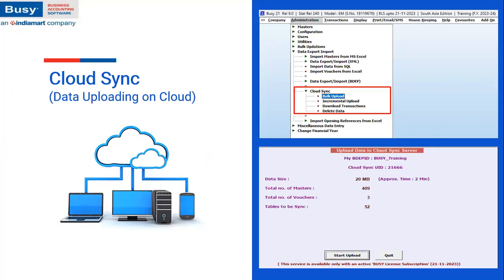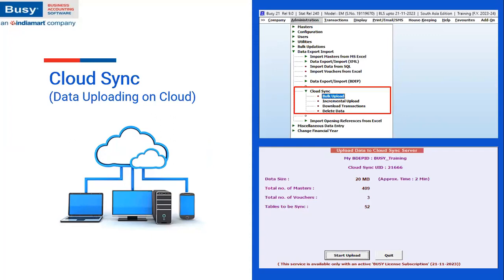Here in the screenshot below, you can see the cloud sync ID, which is showing 21666. This is the cloud sync ID. Based on the cloud sync ID, the data will be synced into the cloud server. And here the data size is showing 20 MB, approximate time 2 minutes. Based on the data size, Busy software shows you the approximate time to sync the data. If the data size is more, it shows more time.